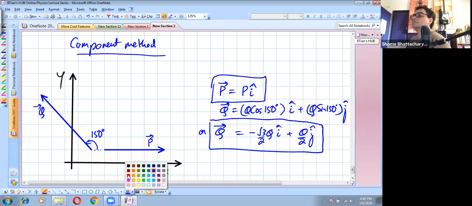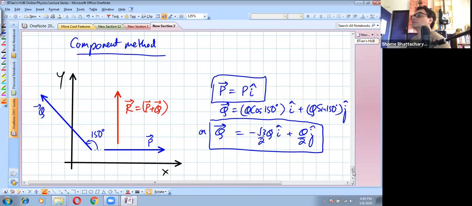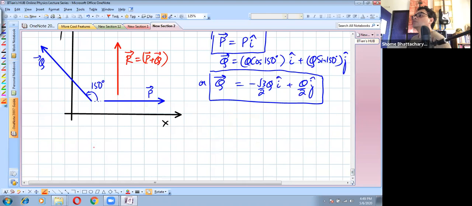Now the given condition is that this sum should be perpendicular to P. So the sum should be something like this. Let's apply the condition for that now. What should be the ratio of the magnitudes such that the resultant of P plus Q becomes like this? It becomes along the direction perpendicular to X.